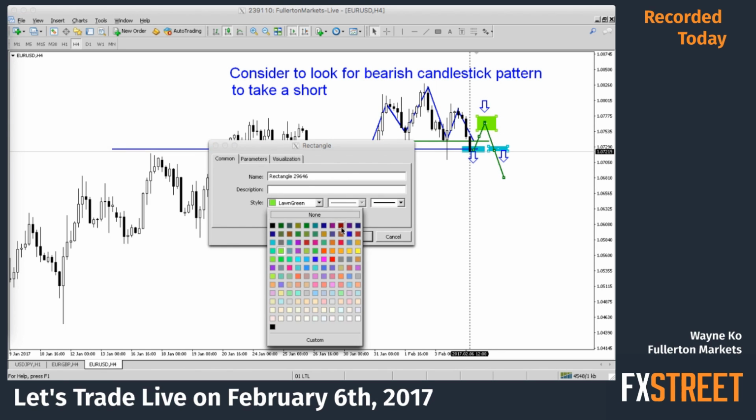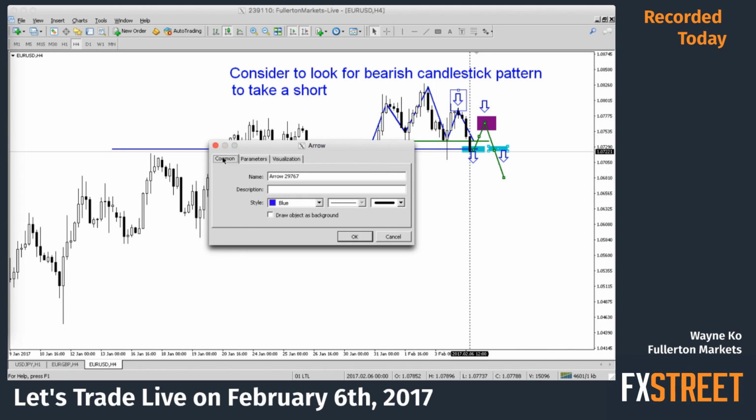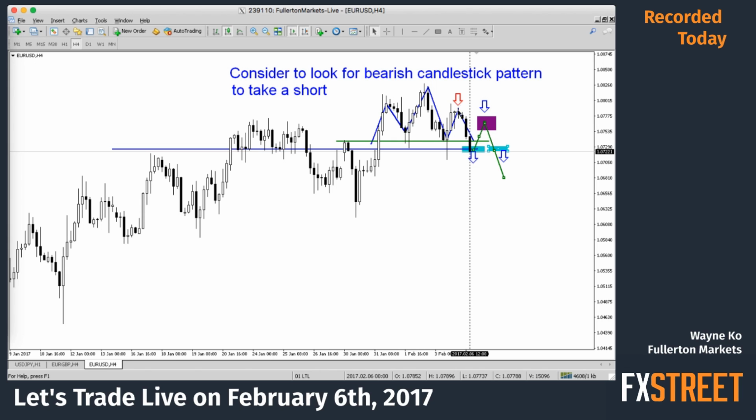Sorry, I'm just playing around with the color. Okay, never mind. Yeah, the purple color box, that's the area to look out for any bearish candlestick pattern to take a shot. Of course, the clue is if the price goes higher than the last high over here, the red arrow, if the price goes beyond where the red arrow high is, then it is a clue the market is going into a range sideways manner. Okay.